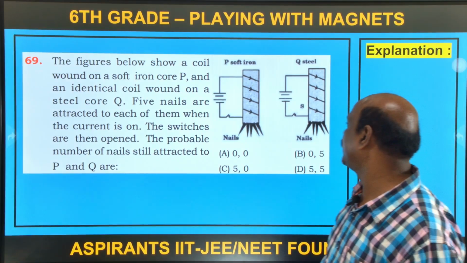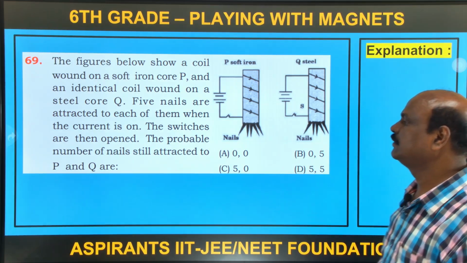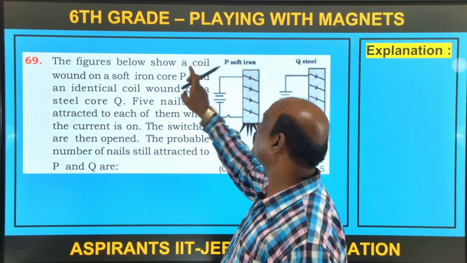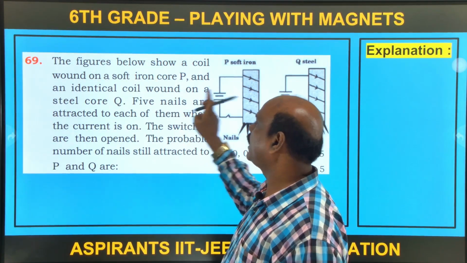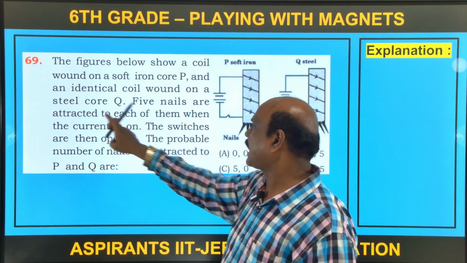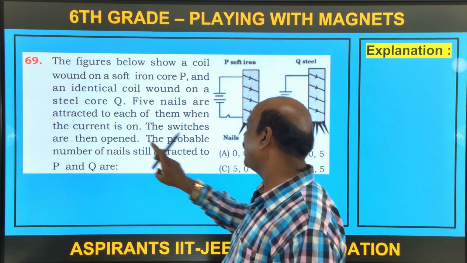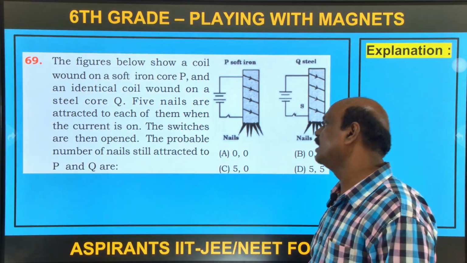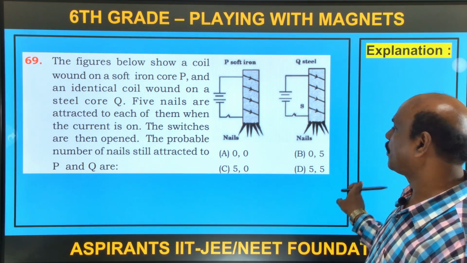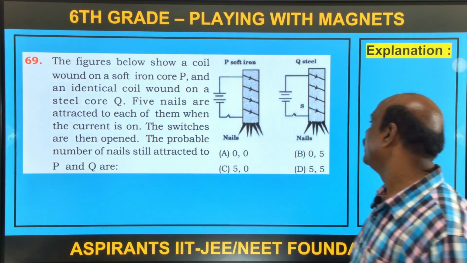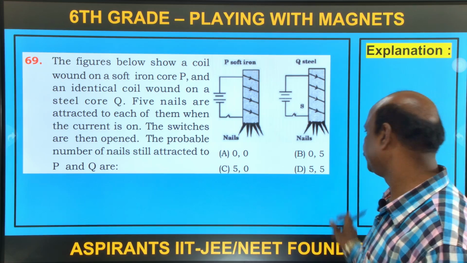Next, in this figure they gave one soft iron and one steel, and are asking, the figure below shows a coil wound on a soft iron core and an identical coil wound on a steel core. 5 nails are attracted when the current is on, and the switch is then opened. What is the number of nails still attracted to P and Q? So here, the options are 0 and 5.